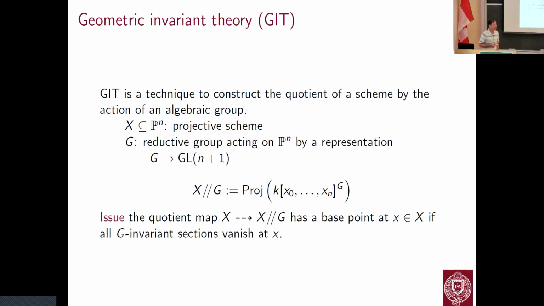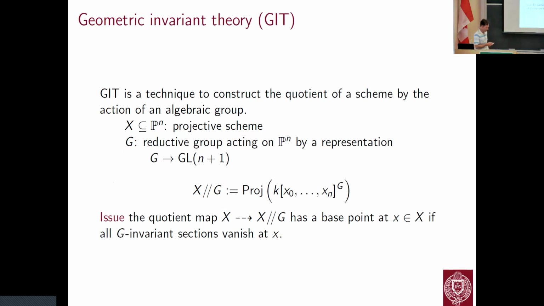All right, so to start off with, geometric invariant theory. GIT is a general technique in algebraic geometry, and it's when you want to form the quotient of a scheme by the action of an algebraic group. This is something that's especially useful when you're constructing moduli spaces.